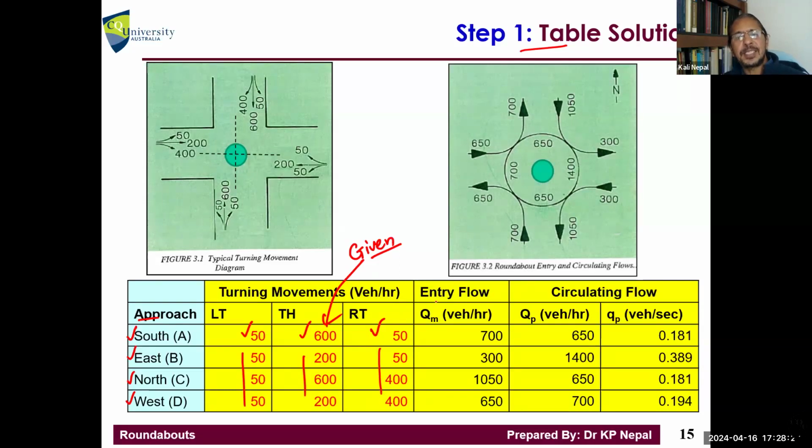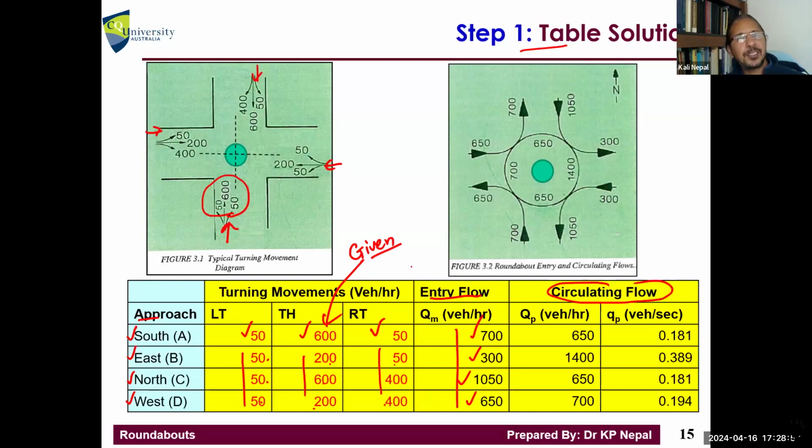So now, entry flow: how many are coming in? You sum them all. How many are coming from the south in total? 600 plus 50 plus 50 is 700. So you sum them all, 50 plus 200 plus 50, and you put it there. 50 plus 600 plus 400 is 1050, and 50 plus 200 plus 400 is 650. That's the total entry flow from each approach. Now you need to calculate circulating flow.